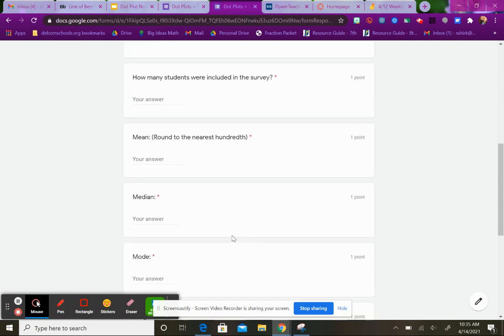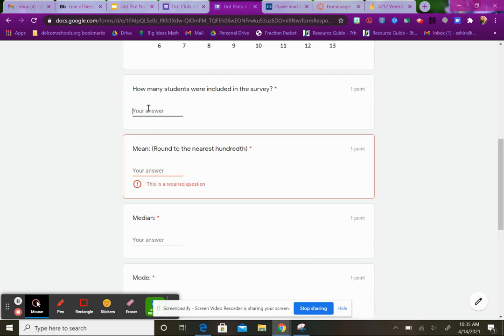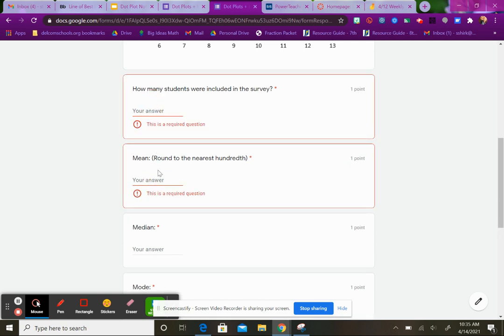This is the only slide where you do the mean, median, mode, and range. It does tell you if your answer is correct. So if I said that there were 5 students surveyed, it'll tell me to try again. So here are the questions. If you have any questions like you don't understand, you can email me and I'll get back with you.